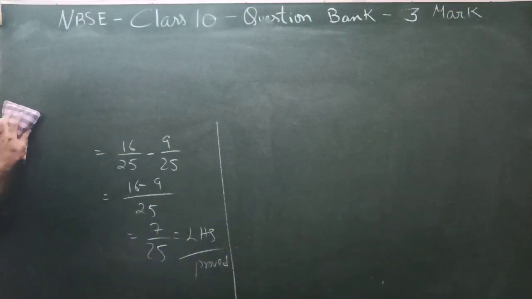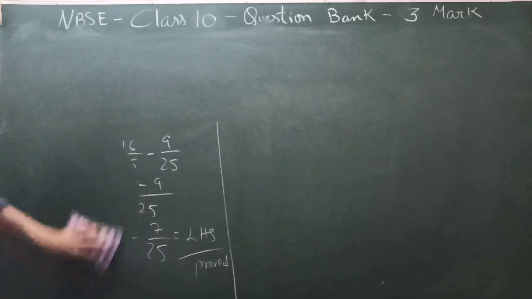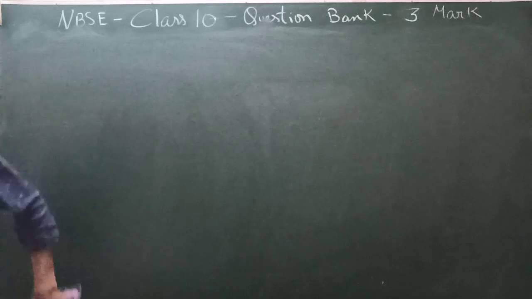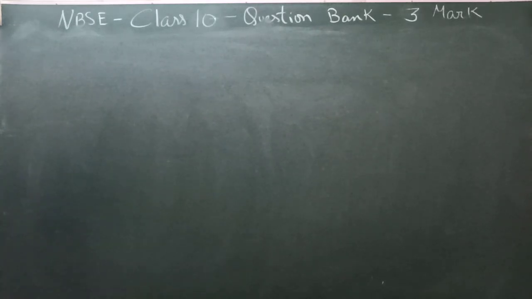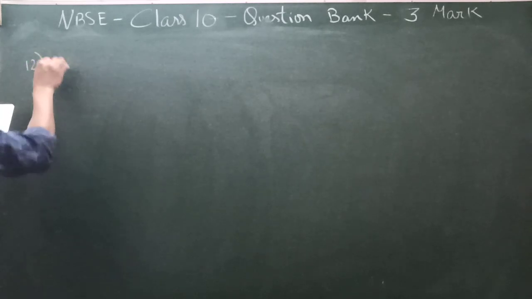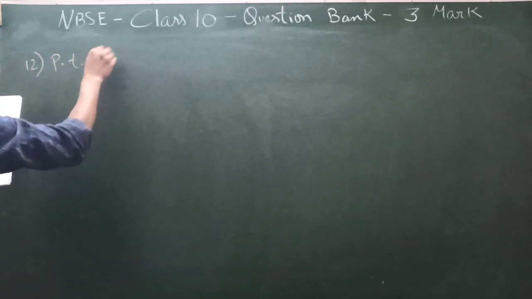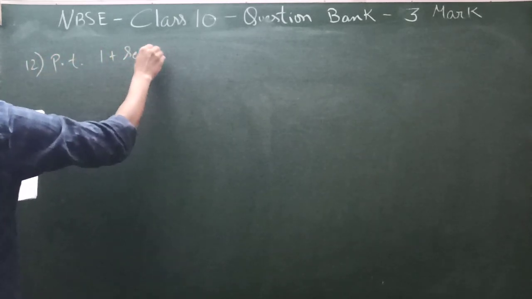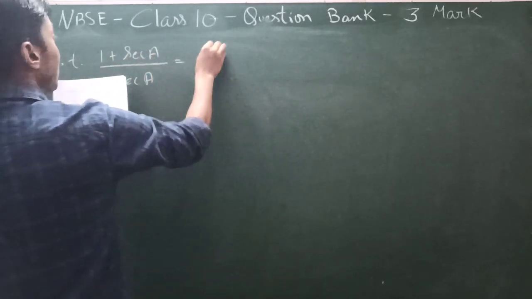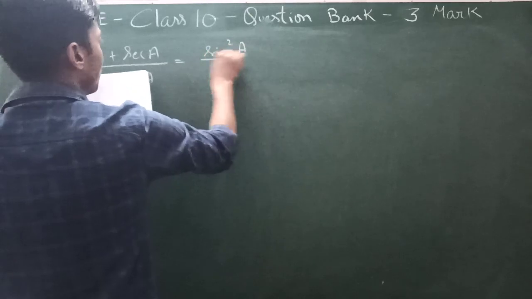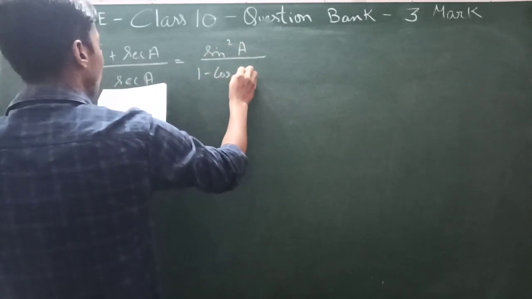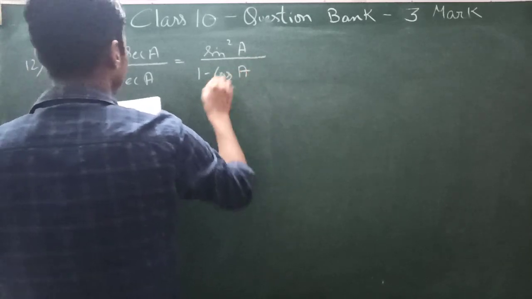Alright, so I'm rubbing it off. Alright, moving on to the next question, that is number 12. Prove that 1 plus sec A divided by sec A is sine square A by 1 minus cos A.